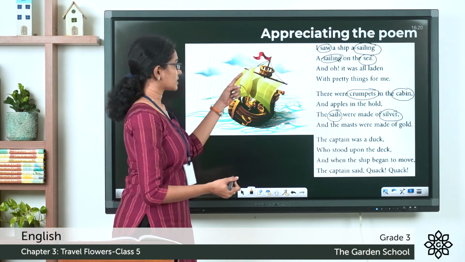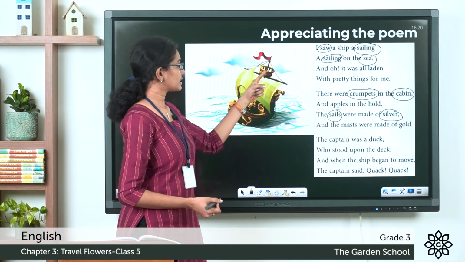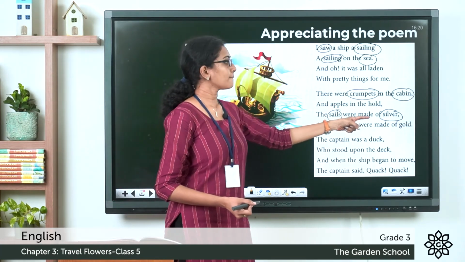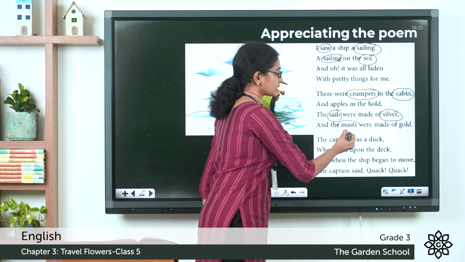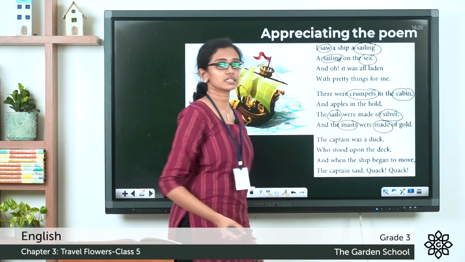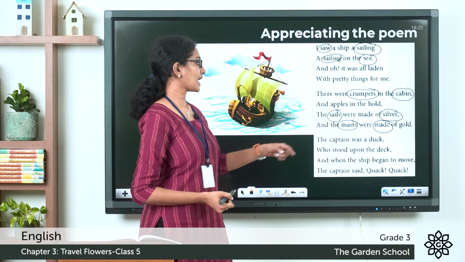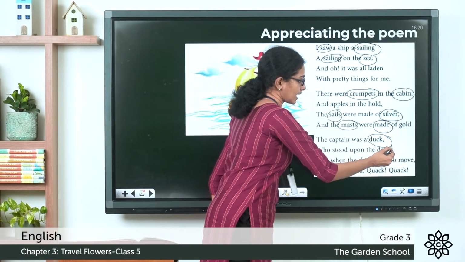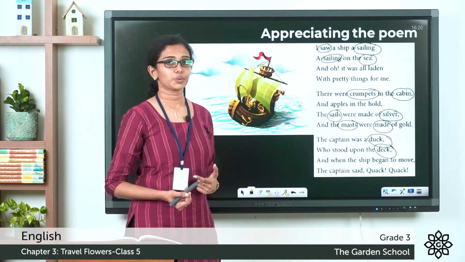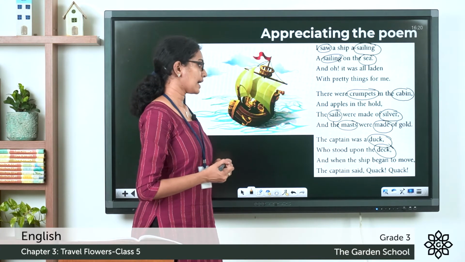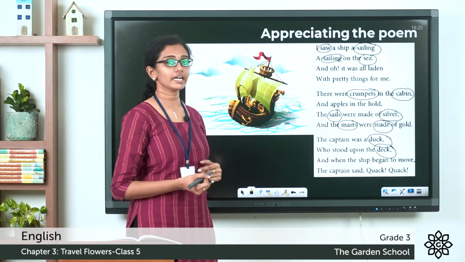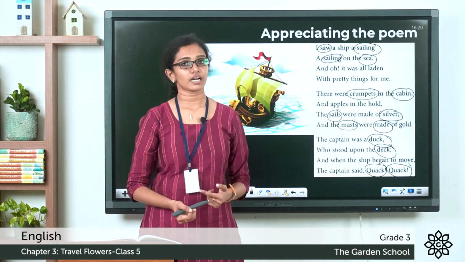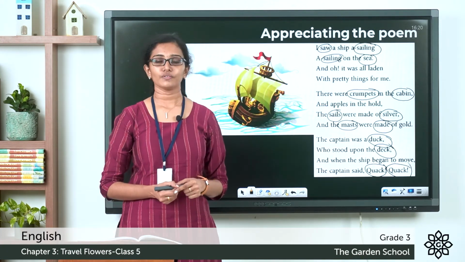What are masts? You see this tall structure in a ship, and these tall structures in a ship are called masts. Okay, and the masts were made of gold. So the words mast and made are an alliteration example. So the captain was a duck who stood upon the deck. These words duck and deck both start with the sound d. And when the ship began to move, the captain said quack quack. These two words quack and quack both start with the same sound. So that's also an example of alliteration.